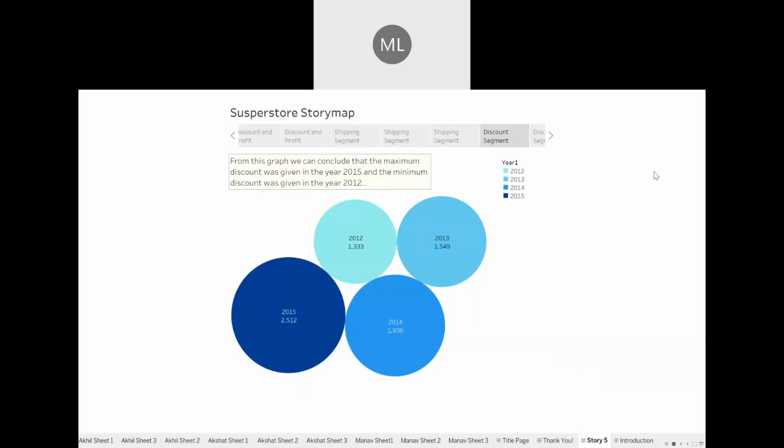Today, my segment is the discount segment. From this bubble chart, you can clearly see that there are four different tiers, which show how much discount was given in which year. The highest discount was given in the year 2015, which was 2,512, followed by 2014 and 2013, while in 2012 the lowest discount was provided, that is 1,333. This indicates that gradually from 2012 to 2015 the discount per year has increased. On to the next graph.